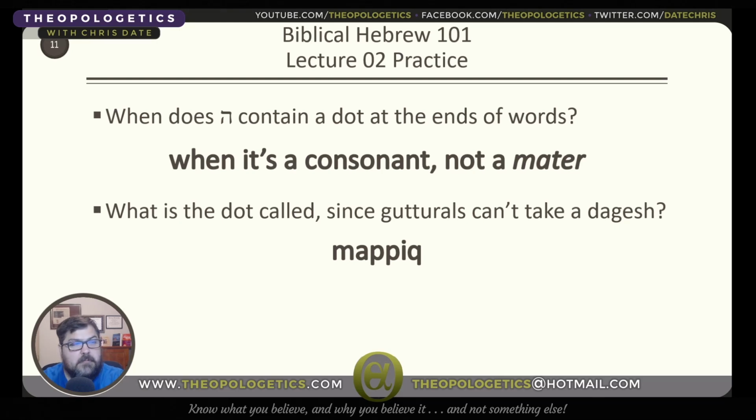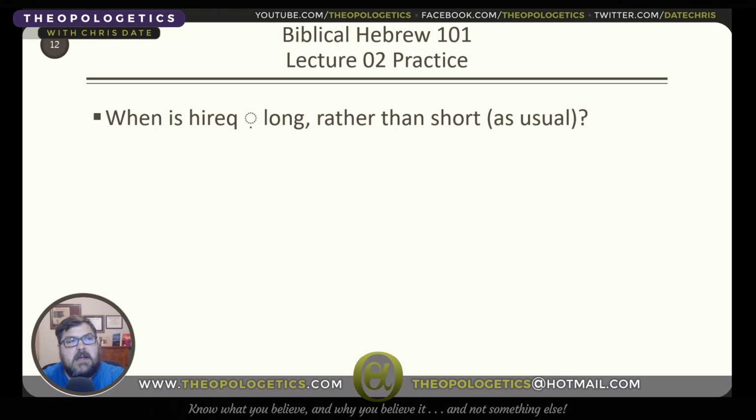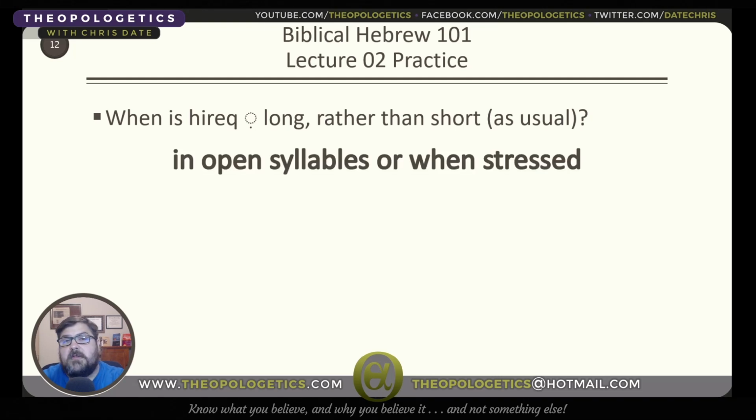When is the vowel hirek long? Remember, hirek is the vowel, the little single dot under the consonant. When is hirek long rather than short? Because remember, it's usually short, but there are some cases when it's long. When is it long? In open syllables or when stressed.